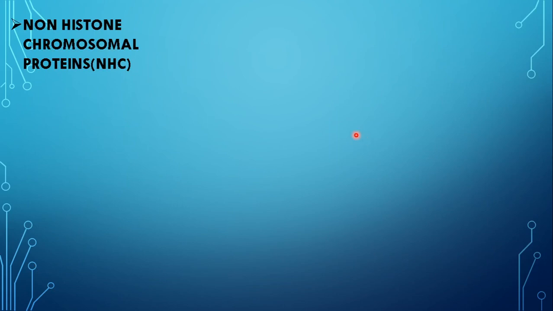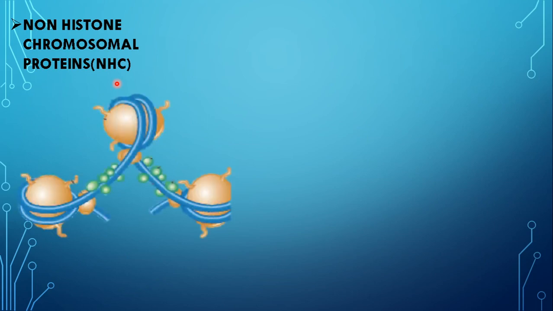Besides the histones present inside the nucleus, some non-histone chromosomal proteins also help in aggregation of the DNA. Non-histone means they are not of the same composition as the histones. They are known as non-histone chromosomal proteins, NHC.